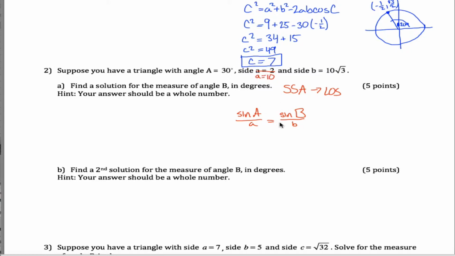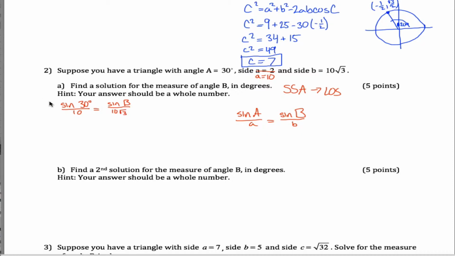So I'm still going to use this law of sines here, and I'm going to try to figure out capital B. And I know capital A, and little b. So let's plug it in and see what happens. The sine of capital A is given to me to be 30 degrees, divided by little a, which is now equal to 10, is equal to the sine of B, B being what I want to figure out, divided by 10 root 3.